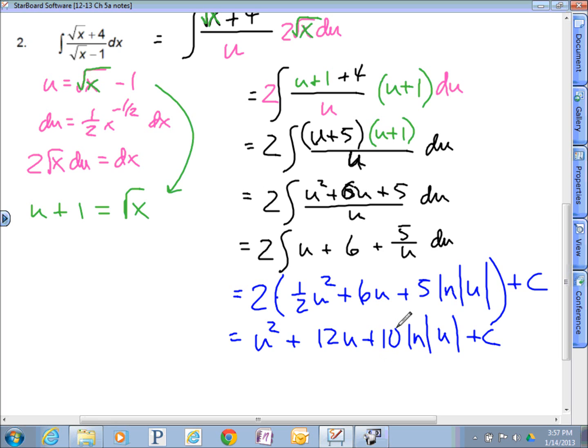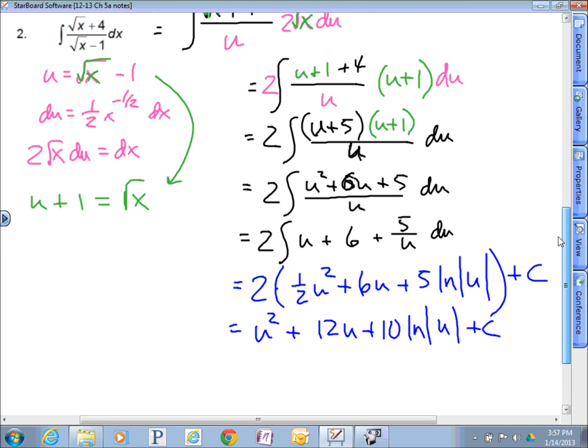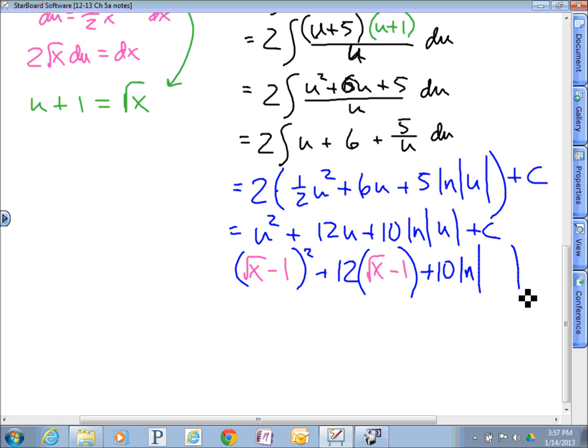And now plugging my u back in, we're going to finish this thing off. So everywhere I see a u, I'm going to have a, what was it? Square root of x minus 1. So here's a square root of x minus 1 that's being squared, plus a 12 being multiplied by the quantity square root of x minus 1, plus a 10 natural log absolute value of square root of x minus 1, plus my c.